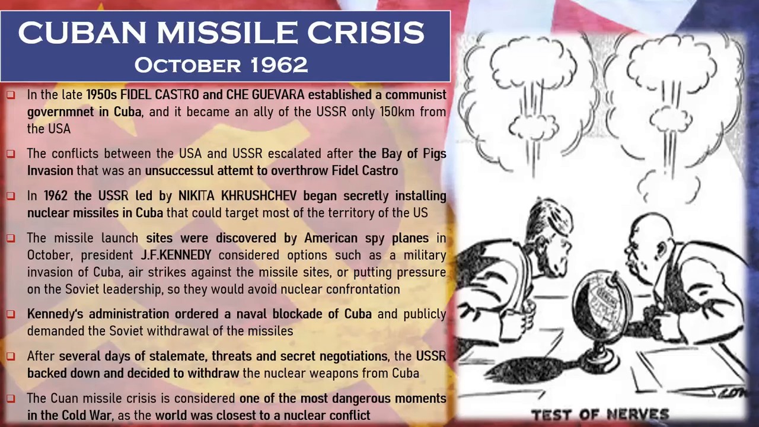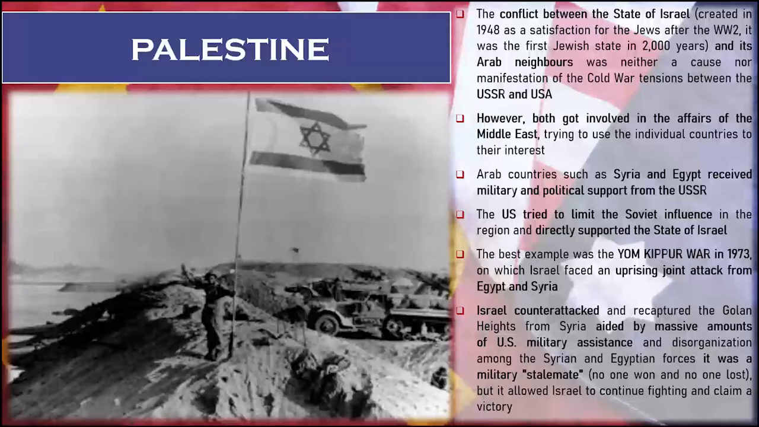After several days of stalemate, threats, and secret negotiations, the Soviet Union backed down and decided to withdraw the nuclear weapons from Cuba. There were also some other conditions, that the US also had to withdraw their troops and weapons from some territories, but the important thing you need to know is that the Cuban Missile Crisis is considered one of the most dangerous moments in the Cold War, as the world was closest to nuclear conflict. So the three most important events of the Cold War were basically the Korean War, the Vietnam War, and the Cuban Missile Crisis.